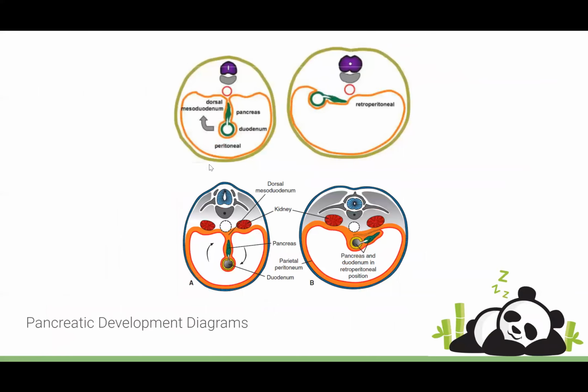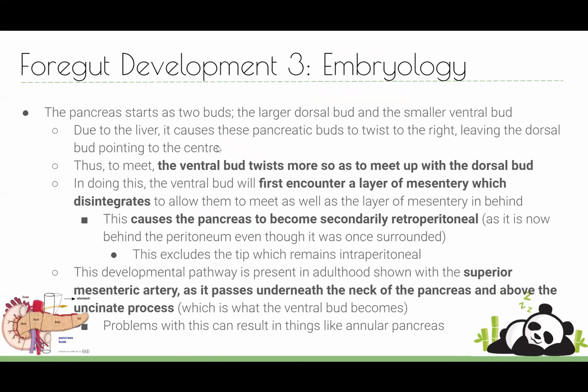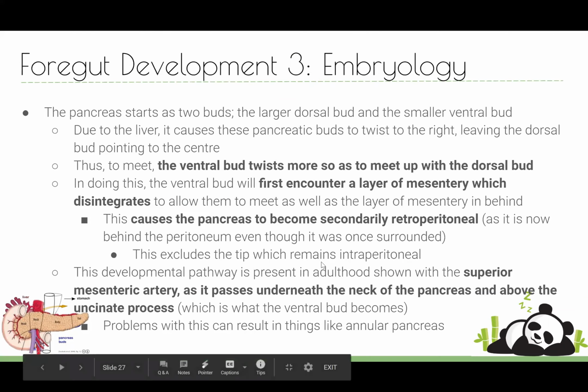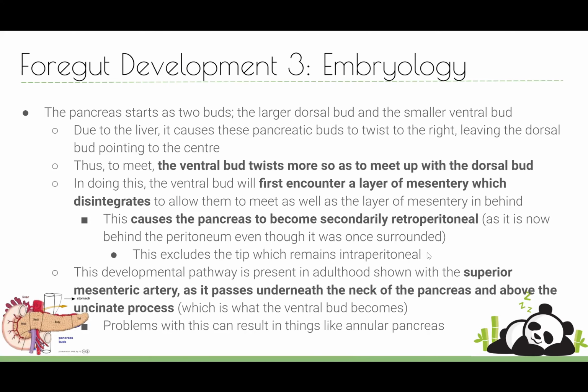To do that, it will reach first this layer of dorsal mesentery, or this mesenteric layer. And for it to get to here, there's no real way for that to happen. And so what it does instead is break through these layers of mesentery and therefore fuse. This means that this posterior layer of mesentery is lost, and therefore the pancreas will become secondarily peritoneal. This excludes the tip, which stays intraperitoneal, I guess because it's not close enough.